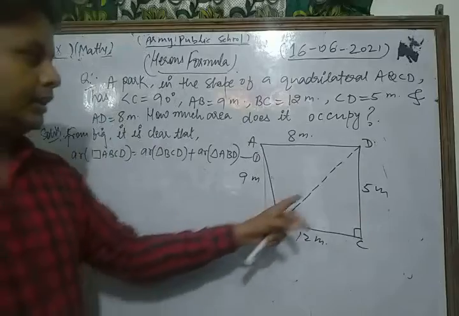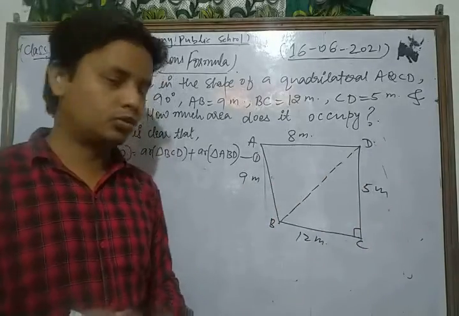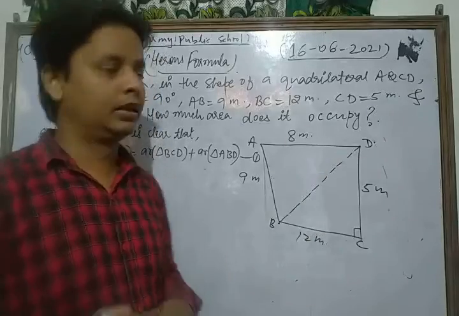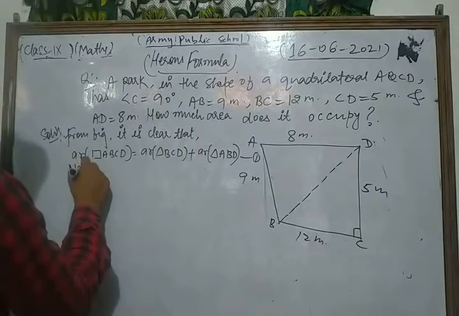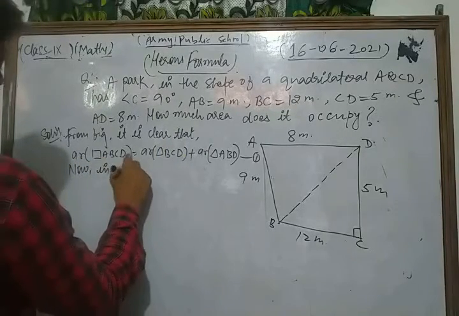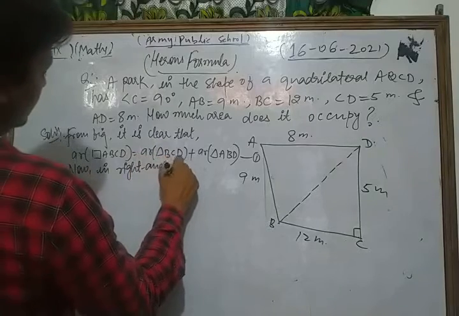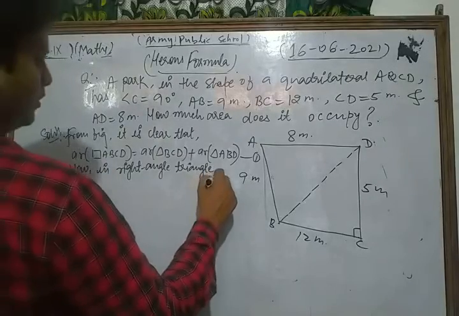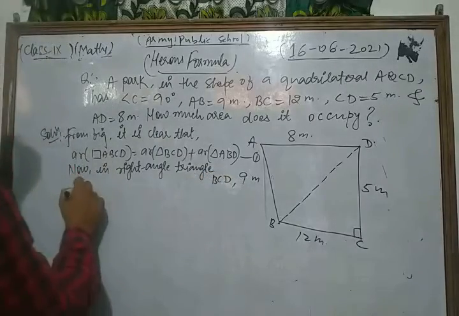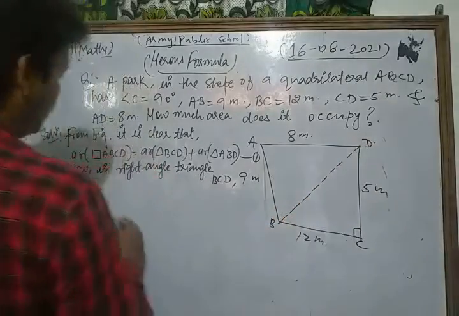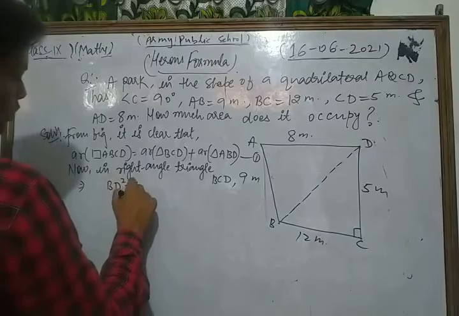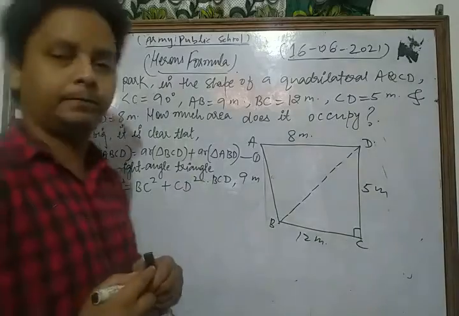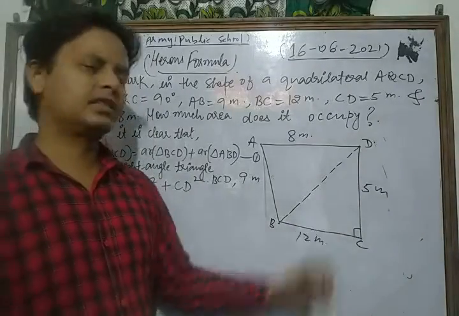Now look, here BCD is a right angle triangle, so we use the Pythagoras property for finding the value of the diagonal BD. In right angle triangle BCD, this is your hypotenuse, so BD square is equal to BC square plus CD square.